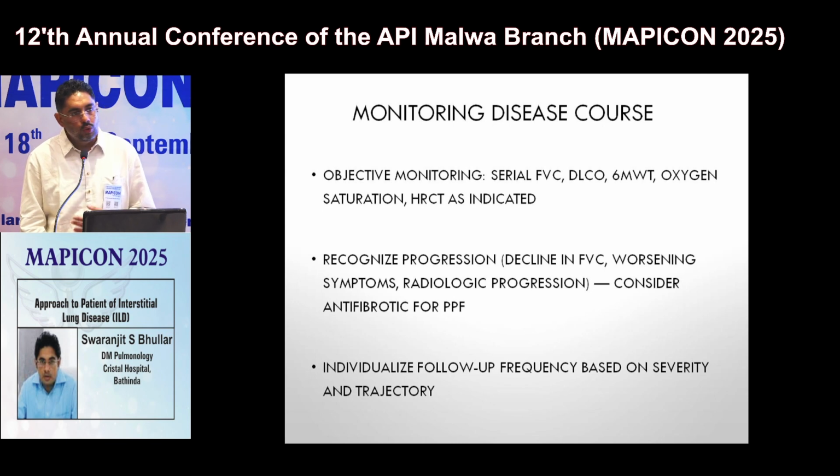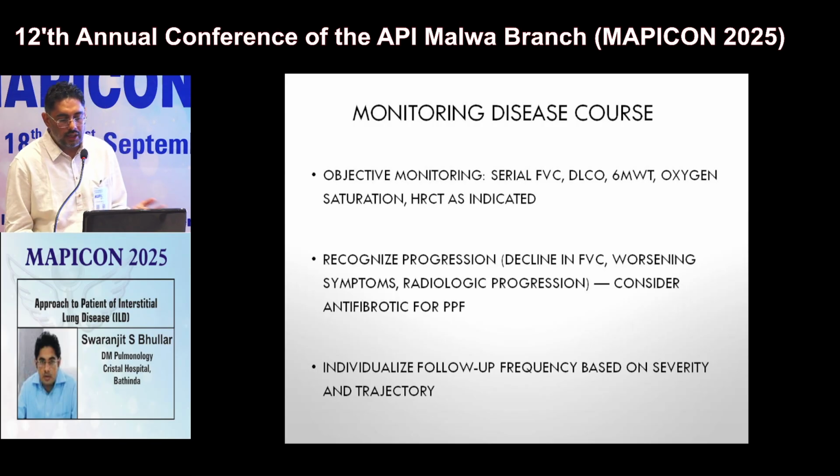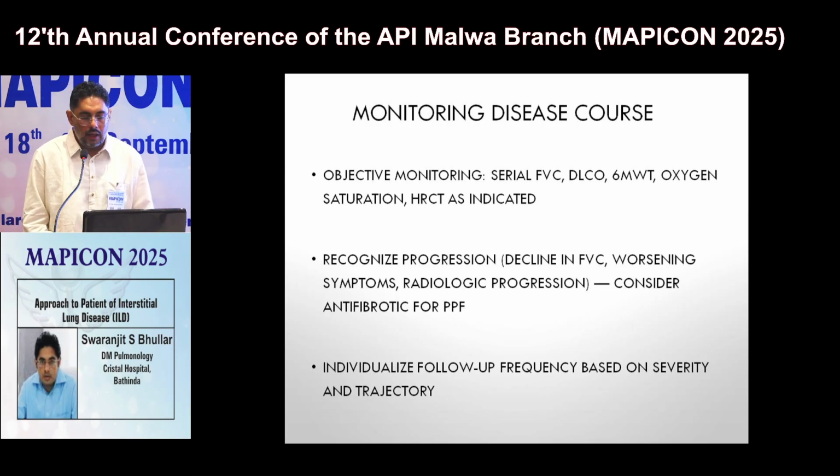Then we have to see the progression of the disease. The most important progression we see is in the symptoms and functionally on PFTs and diffusion capacities, and sometimes, if we do a repeat HRCT, radiologically also we can see the progression. And if the fibrosis is increasing, we can always add antifibrotic drugs, and always individualize the follow-up frequency based on the symptoms and trajectory.